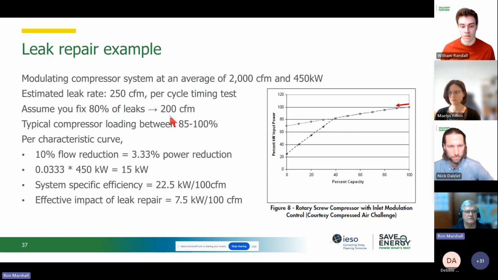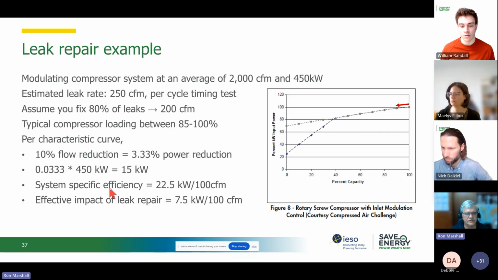We're down to, that means we've saved 200 CFM of leaks. Typical loading is between 85 and 100, right? And as per the characteristic curve we can plot, we can see the red arrow there. It's telling us that for 10% flow reduction, we only get 3% power reduction, right? We're only getting from our efforts 200 CFM of leak repair, only 15 kilowatts of repair.